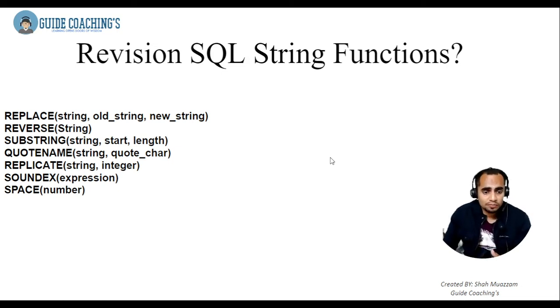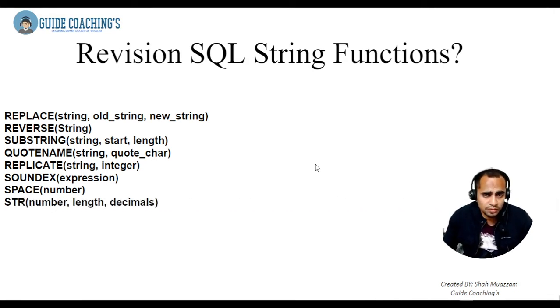Then we have space. So if we want to put n number of spaces, we will give the number and then those spaces will be printed. Then we have learned about the str function that takes three parameters. The first one is number, then the second one is length, and the third one is decimal, and it gives us the string. It converts any number to a string.